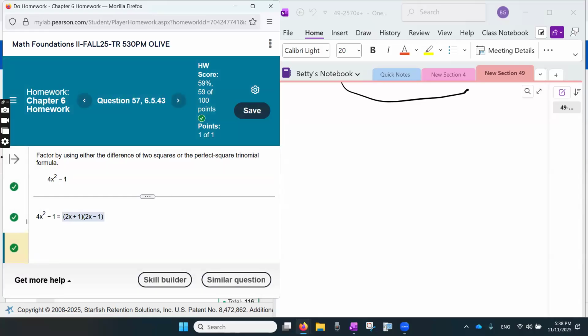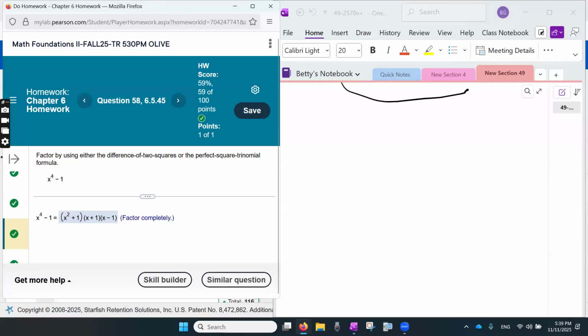Next. Yeah, this one is a perfect square. This one is a difference of two squares because the given polynomial is a binomial. First base is 2x, second base is 1. So 2x plus 1 times 2x minus 1, right?